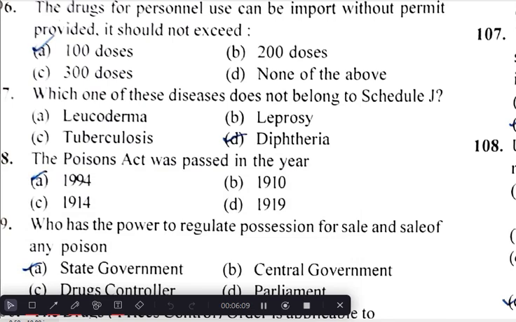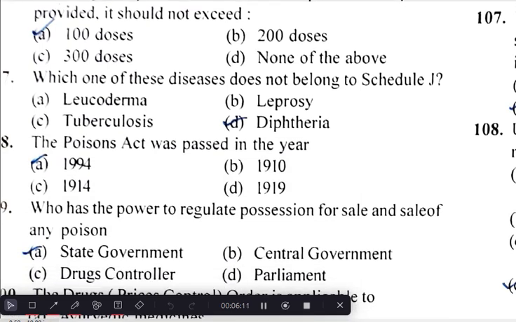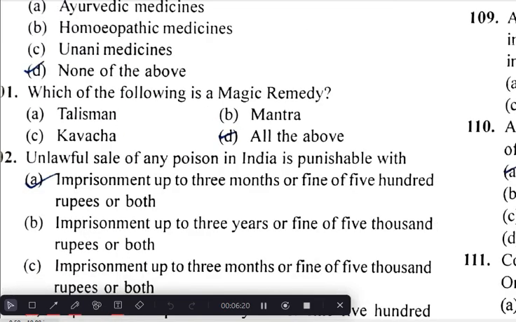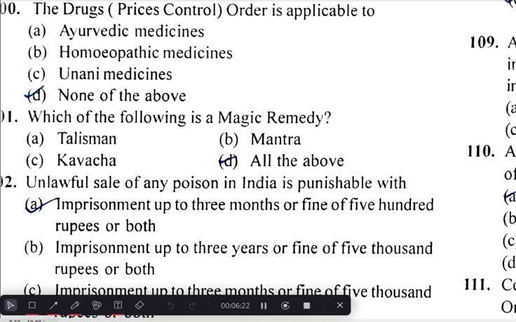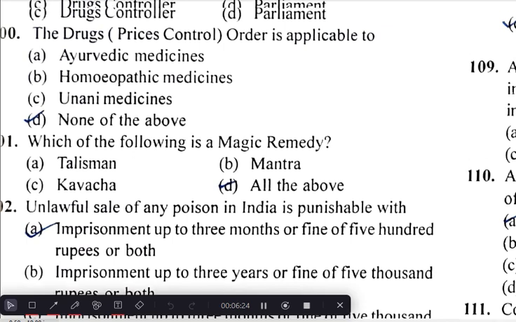The Poisons Act was passed in the year 1904. Who has the power to regulate possession for sale and sale of any poison? That is the state government. The Drug Price Control Order is applicable to none of the above. Which of the following is a magic remedy? That is talisman, kavach and mantra.